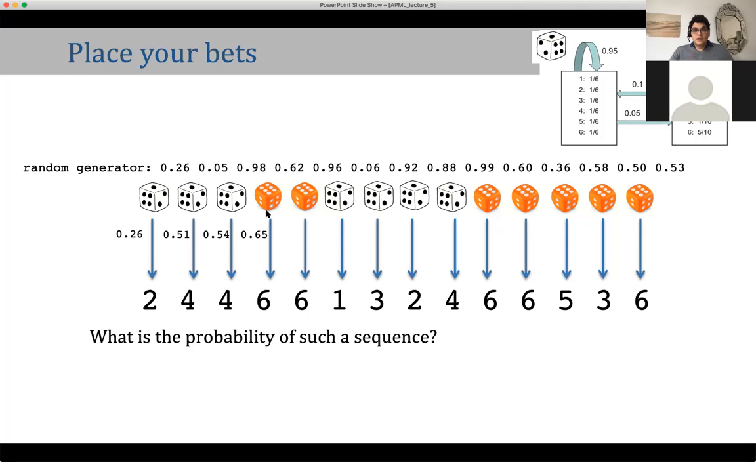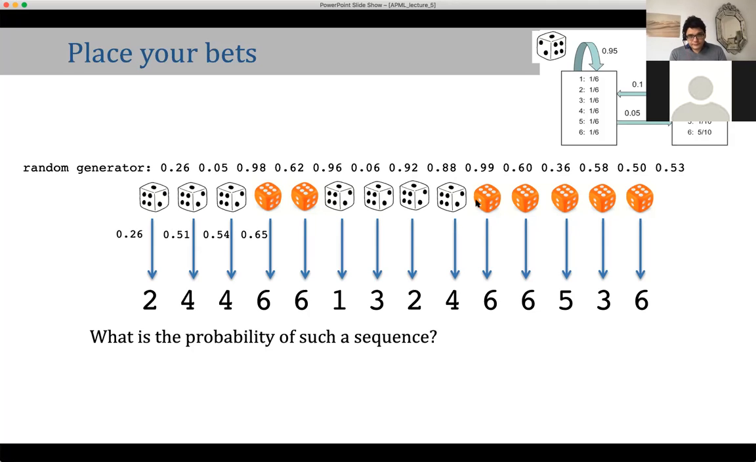Okay, and now I have a loaded dice, so I'm using this table of probability to generate a value. I get 0.65. This is more than 5 out of 10, so I draw a 6. Okay, etc., etc. And we can generate the whole sequence like that. And we see that's very simple. In fact, what we do, we go down the conditioning to generate the sequence.